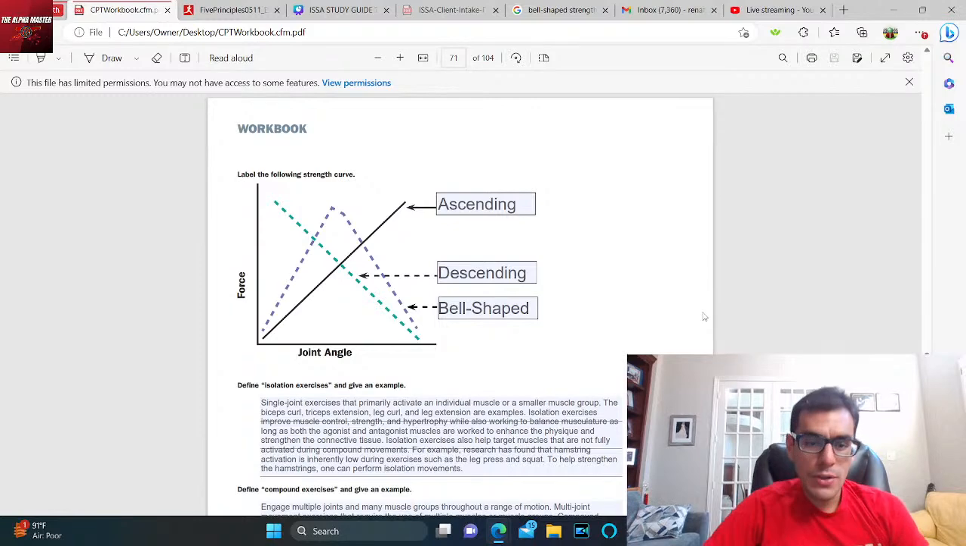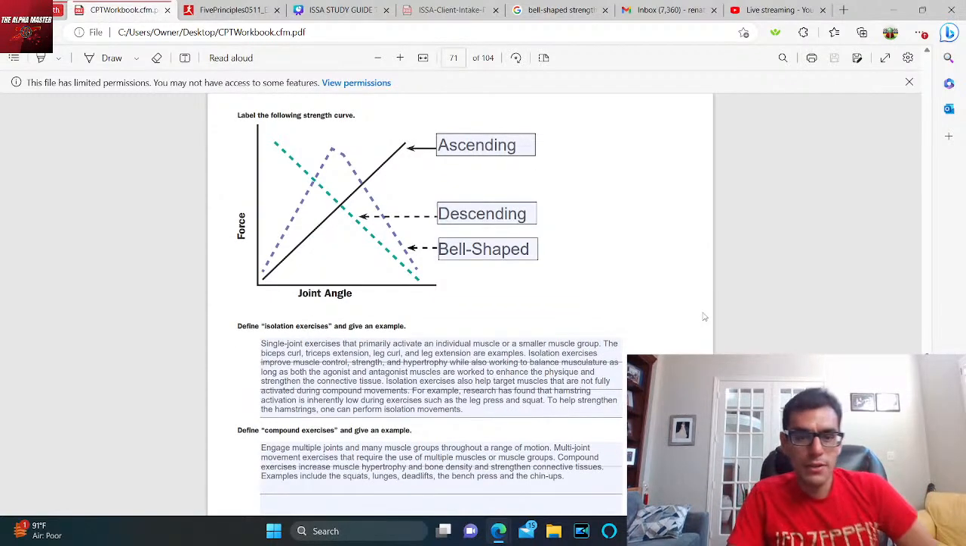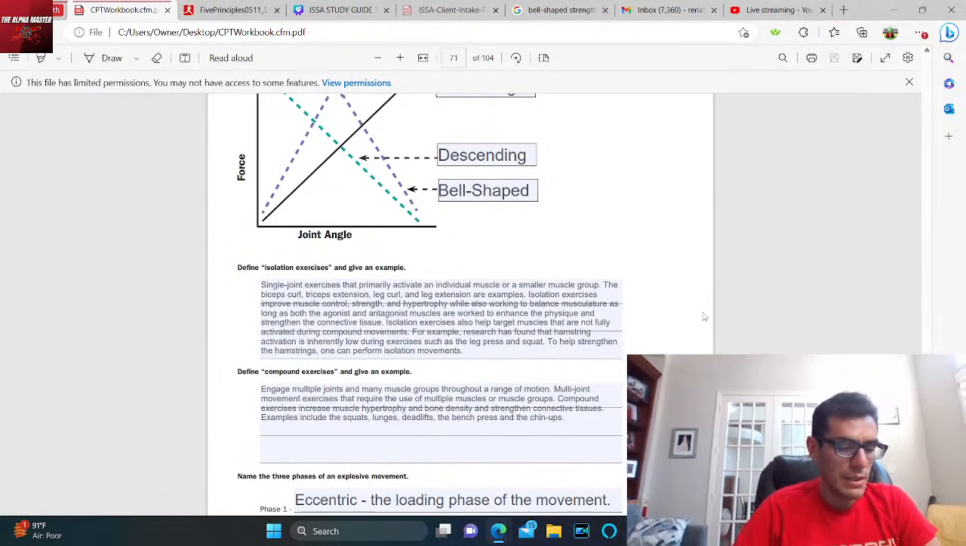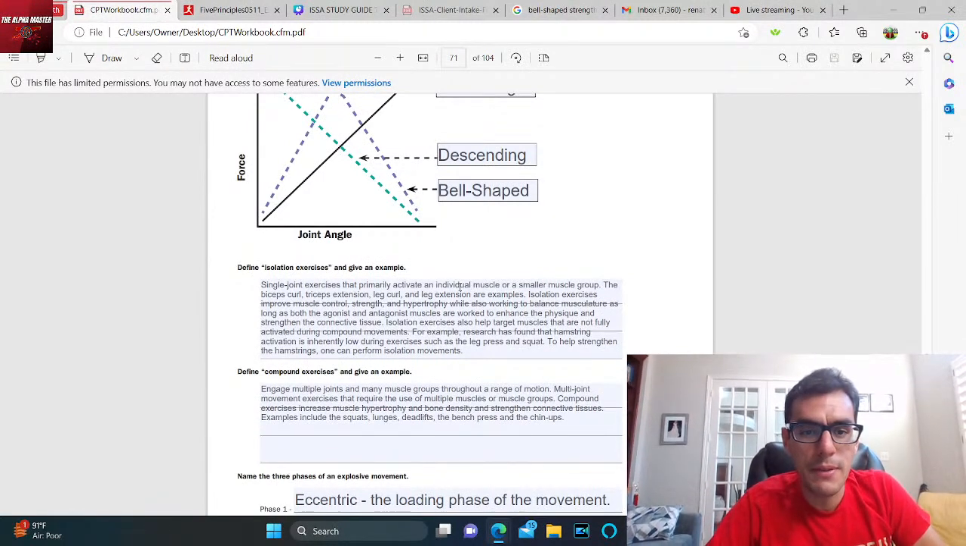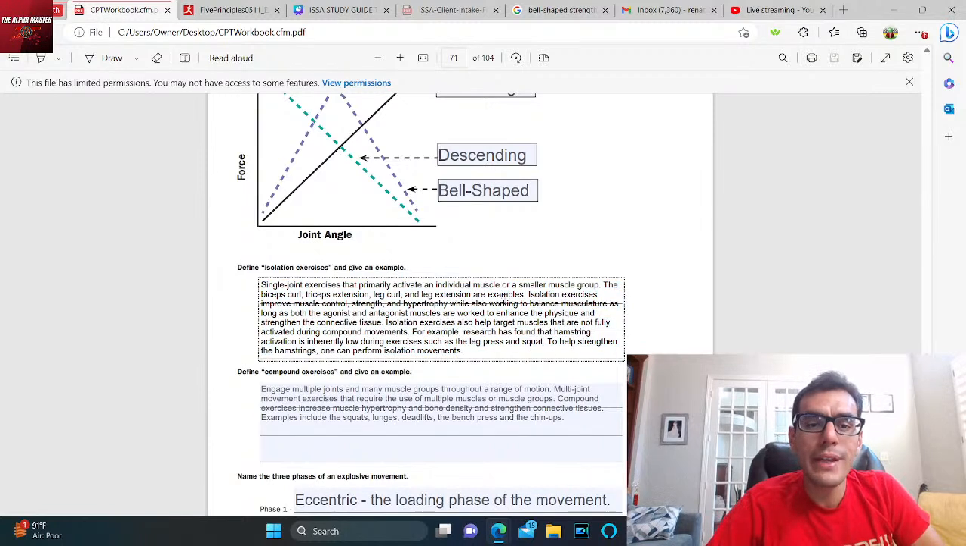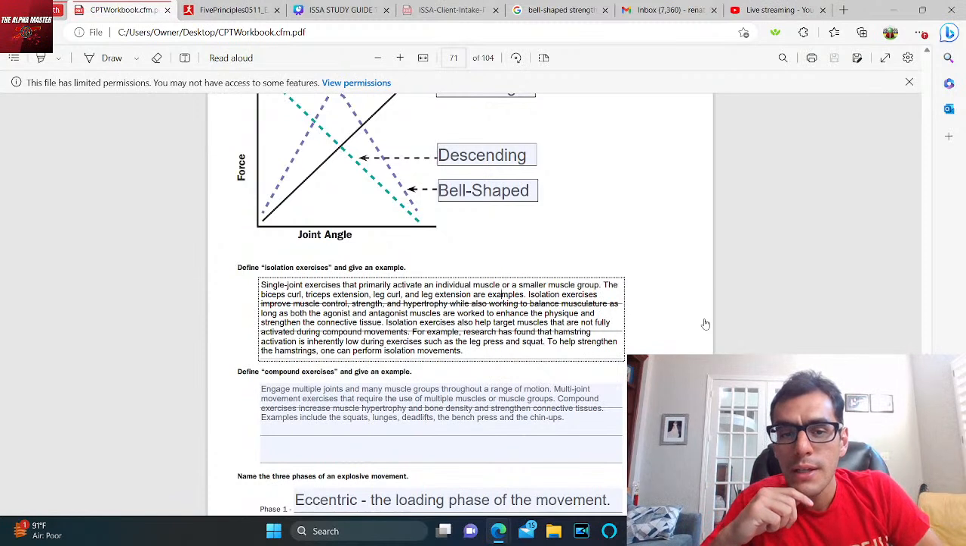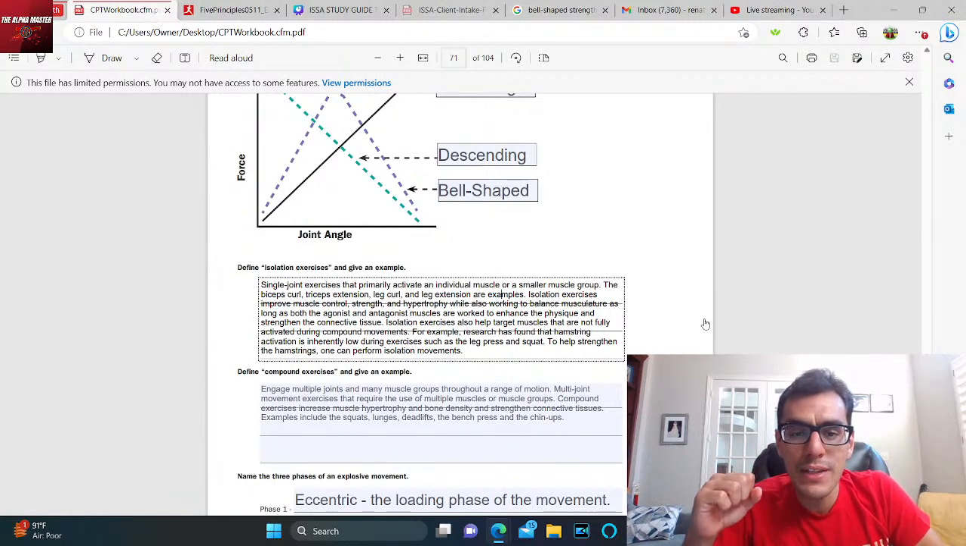Isolation and compound exercises. Define isolation exercises and give an example. A single joint exercise that primarily activates an individual muscle or a smaller muscle group. The biceps curl, the tricep extension, the leg curl and leg extension are going to be examples.